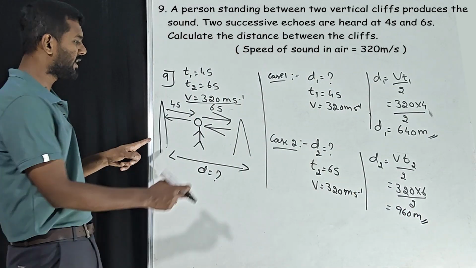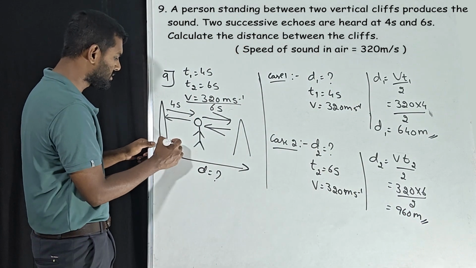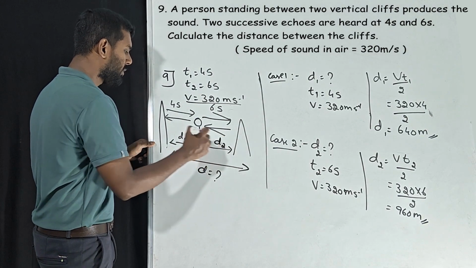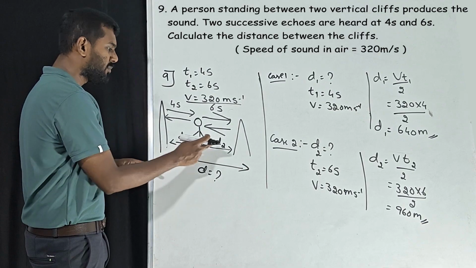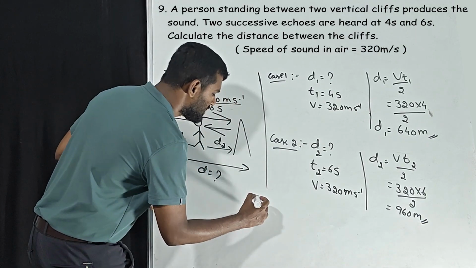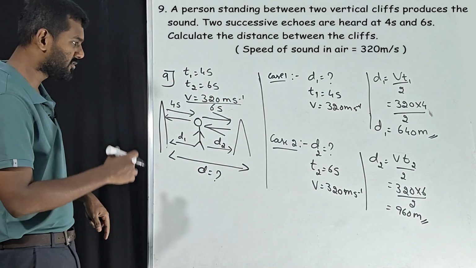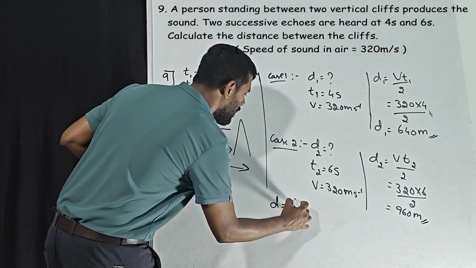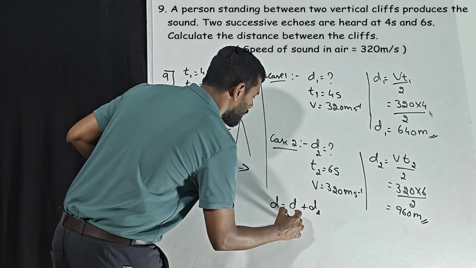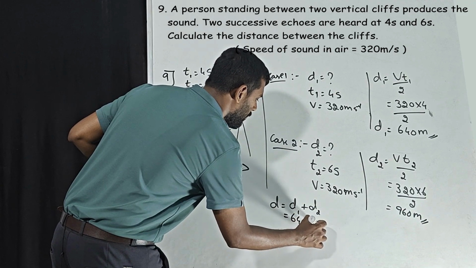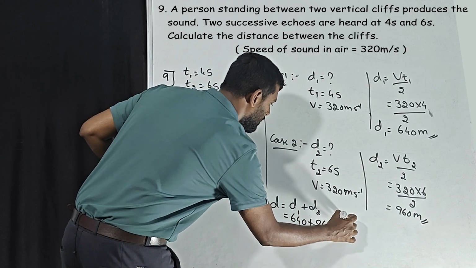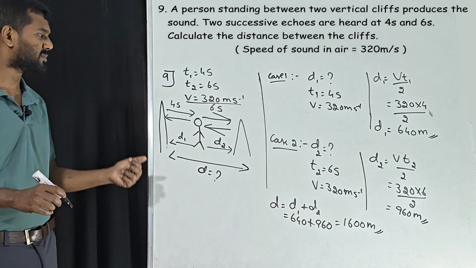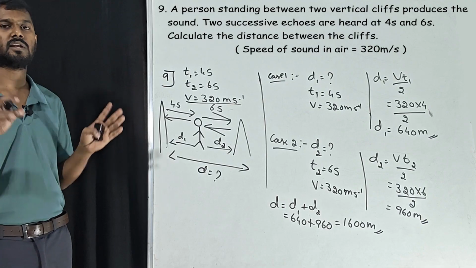960 meters. So we require the complete distance, correct? This is d1 and this is d2. Complete distance means we need to add d1 plus d2. So the distance between the two cliffs is d equals d1 plus d2, which is 640 plus 960, equal to 1600 meters. So finally, the distance between the two cliffs is 1600 meters.